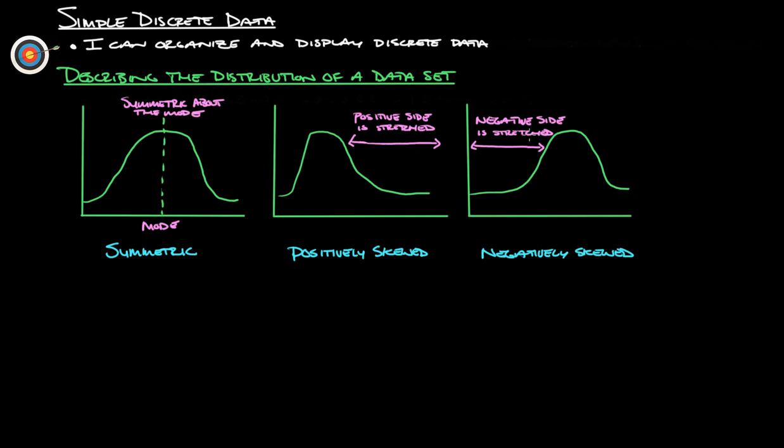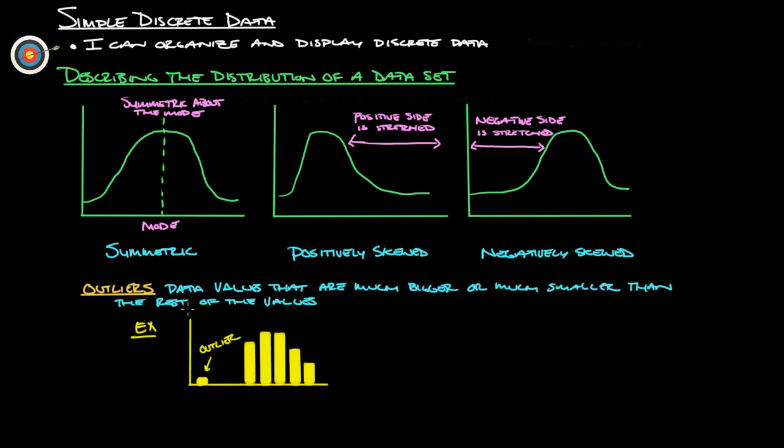There's also the negative side being stretched. The negative side has the stretched-out group of data, and then it's more clumped up here at the top. So the negative side is stretched out.